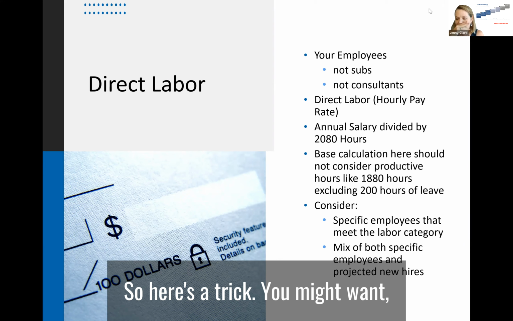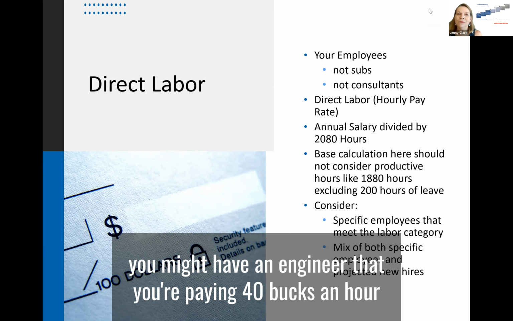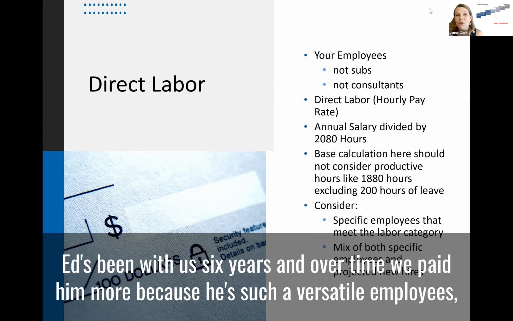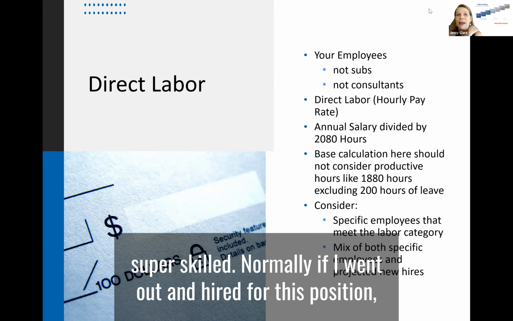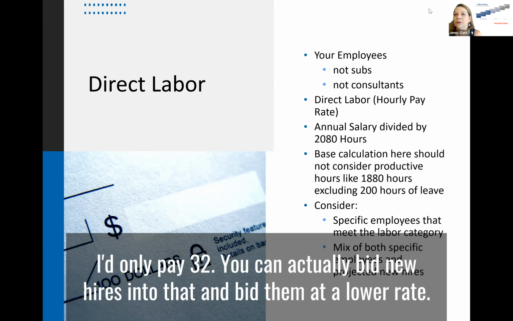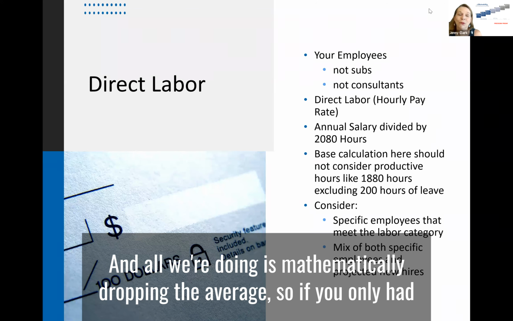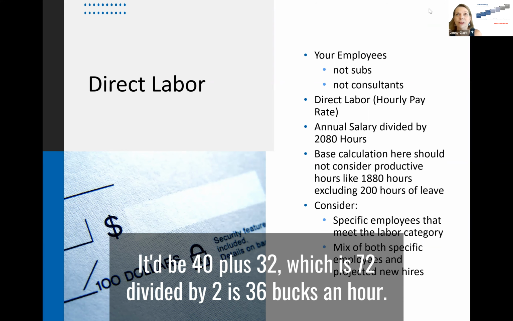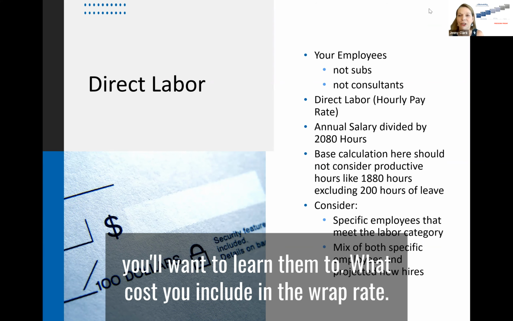So here's a trick. You might have an engineer that you're paying $40 an hour, but you're looking at the labor category and the qualifications. Ed's been with us 6 years, and over time we've paid him more because he's such a versatile employee, super skilled. Normally, if I went out and hired for this position, I'd only pay 32. You can actually bid new hires into that and bid them at a lower rate. All we're doing is mathematically dropping the average. So if you only had 2 people, instead of bidding $40 an hour, it'd be 40 plus 32, which is 72, divided by 2 is $36 an hour. These are games other people play, so you'll want to learn them too.